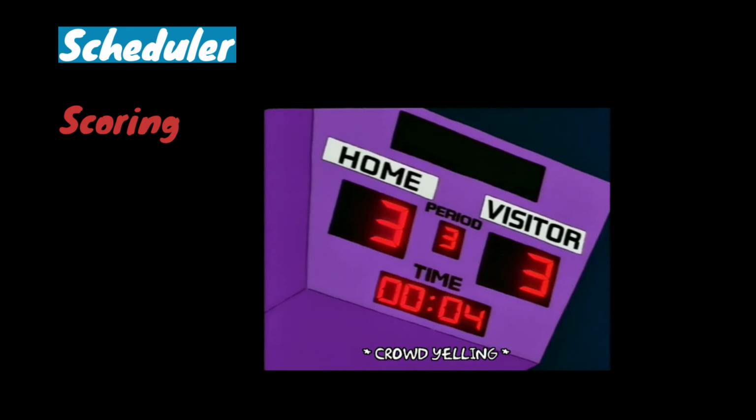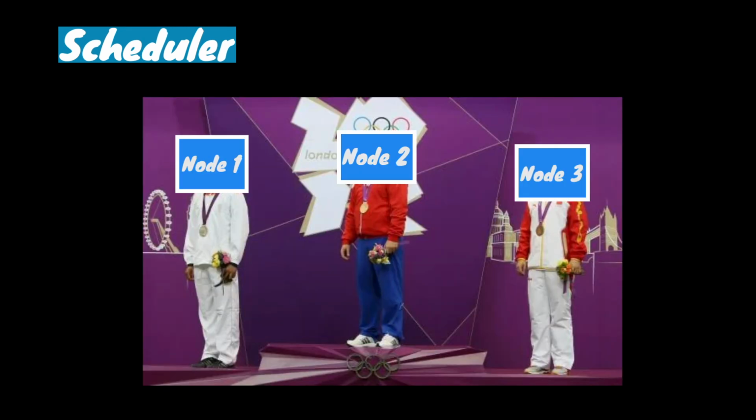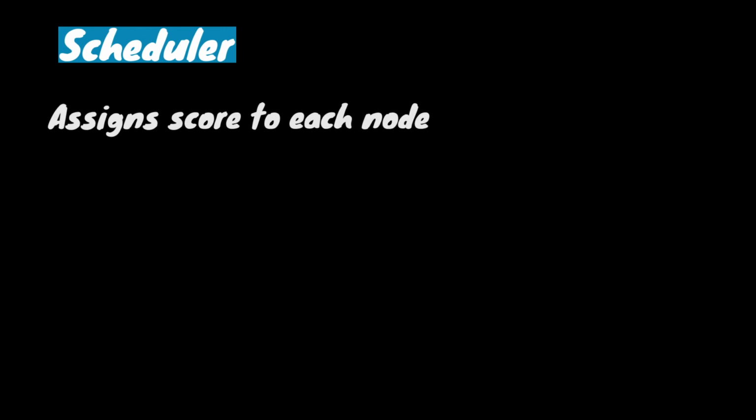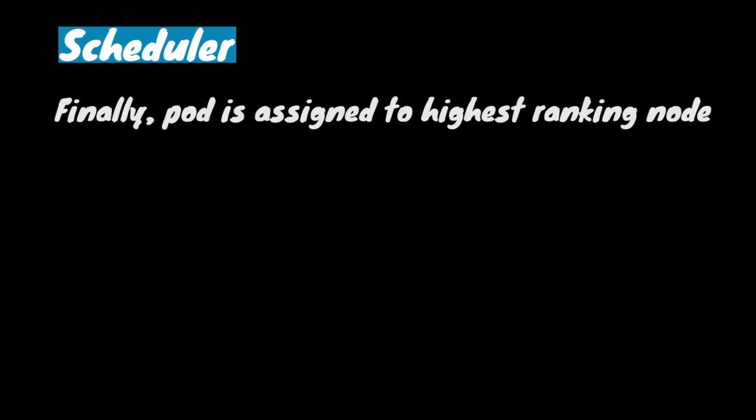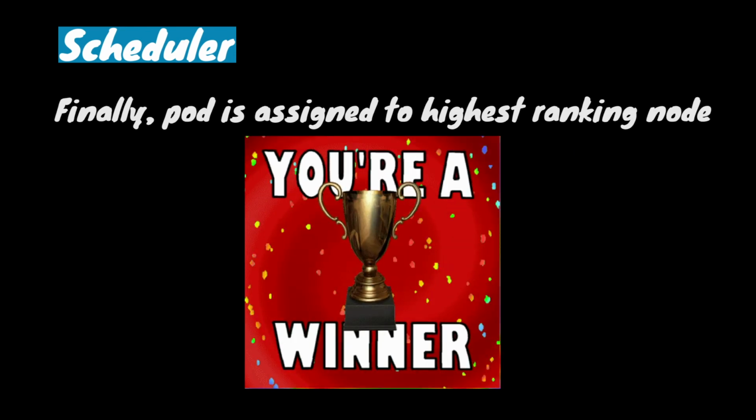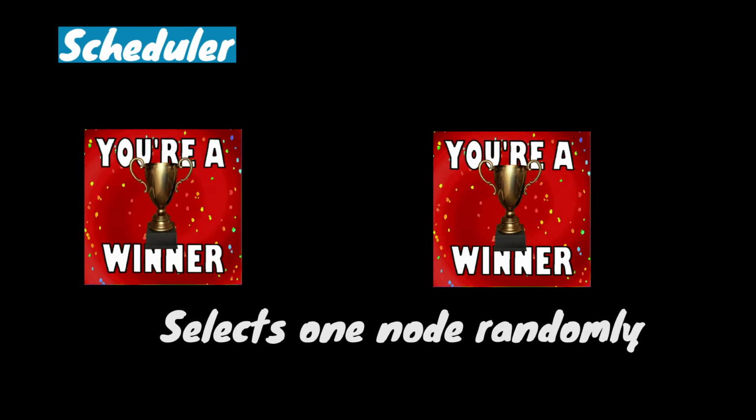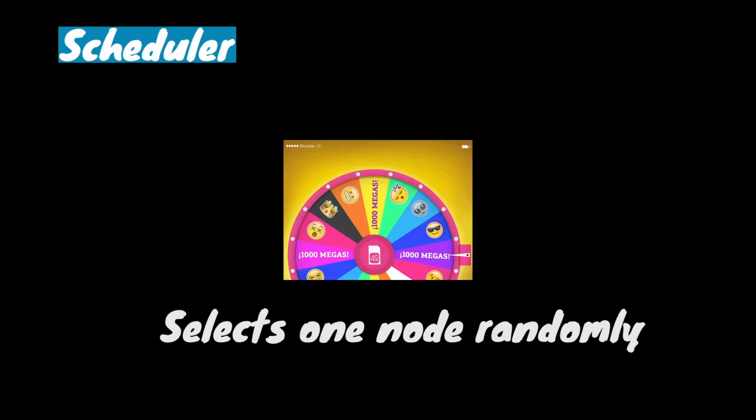Then comes scoring. The scheduler ranks the remaining nodes to choose the most suitable node for the pod placement. The scheduler assigns a score to each node that survived filtering. Finally, the pod is assigned to the node which receives the highest ranking. If there is more than one node with an equal score, kube-scheduler selects one of these at random.